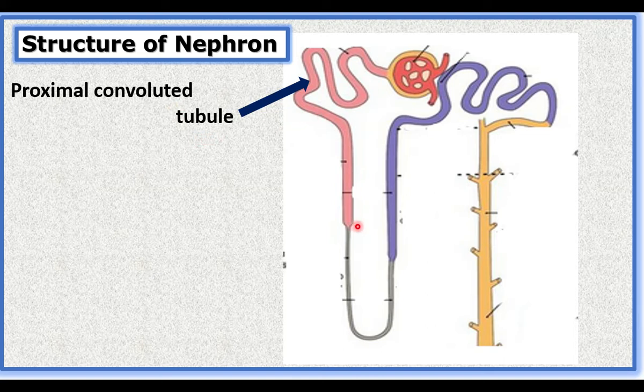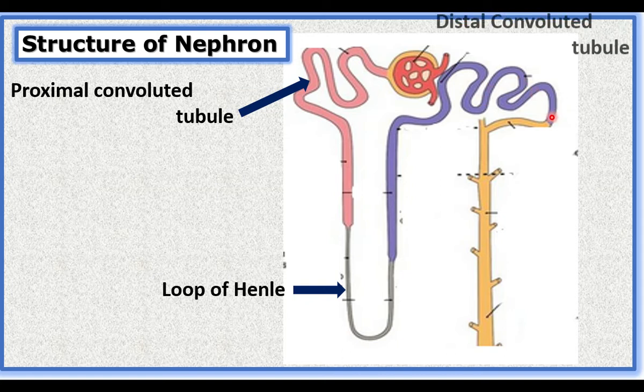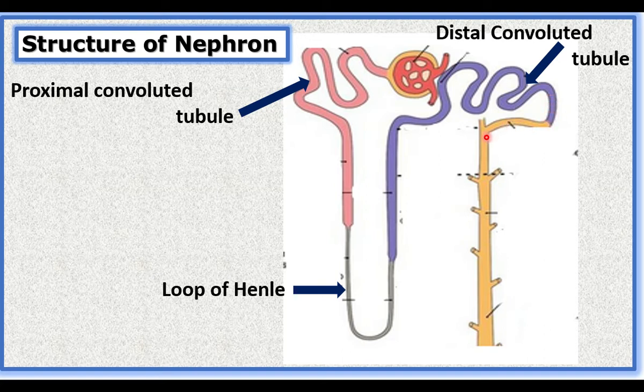This is followed by a U-shaped tubule or hairpin shaped tubule called as loop of Henle. Loop of Henle is followed by the second convoluted tubule called as distal convoluted tubule. Distal convoluted tubule opens into collecting tubule. Many distal convoluted tubules open into a single collecting tubule. That means many nephrons open into single collecting tubule. This is collecting tubule. Here one nephron opens and many nephrons open. Here the diagram shows branching where many nephrons join.